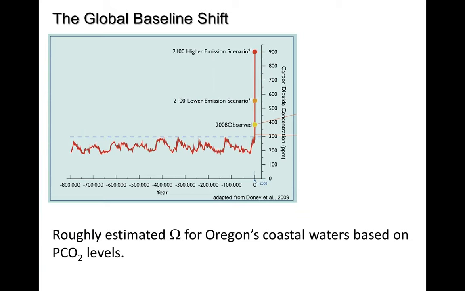And then finally, looking at the global baseline shift, these are roughly estimated omegas for Oregon's coastal waters based on pCO2 levels. Again, these are really rough estimates because there are significant changes in temperature from summer to winter, and also some smaller changes in alkalinity. But if we look at where the baseline would leave us, pre-industrial would put us at about 2.7, where we are now is about 2.2, and that's roughly what is in the Harris paper. And if we get to 550, that puts us at about this 1.7 point, which is coincidental with what we noted in the Barton paper.